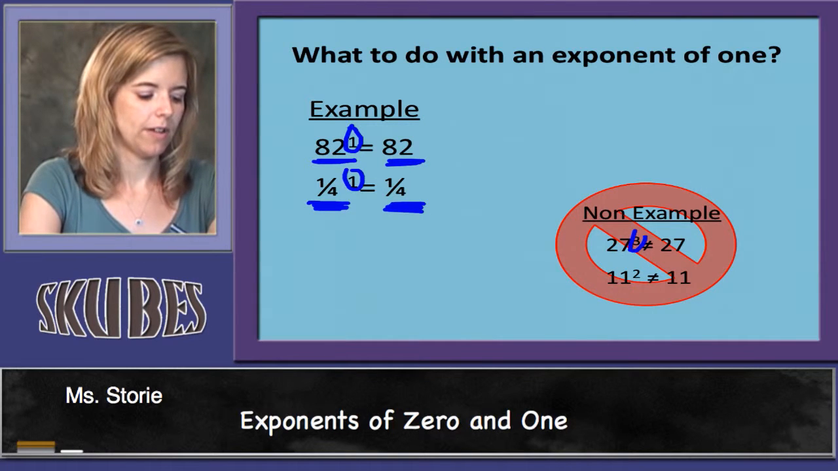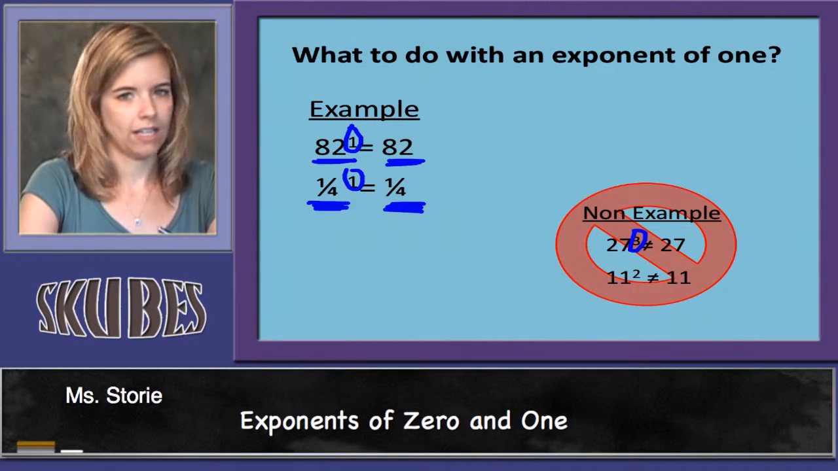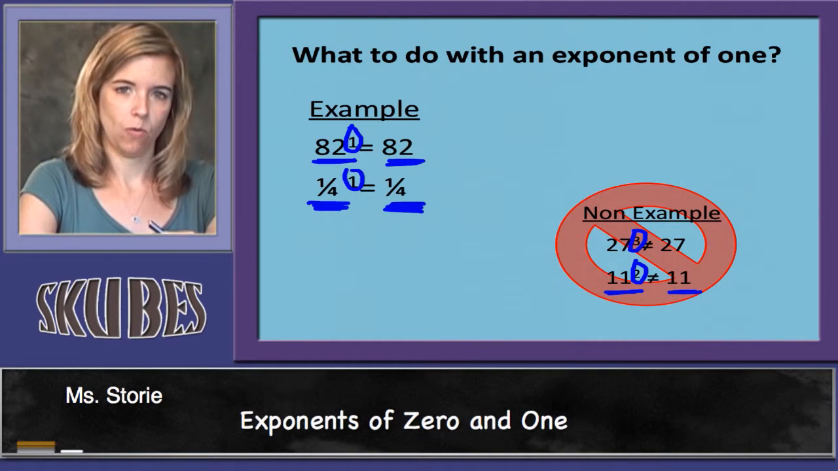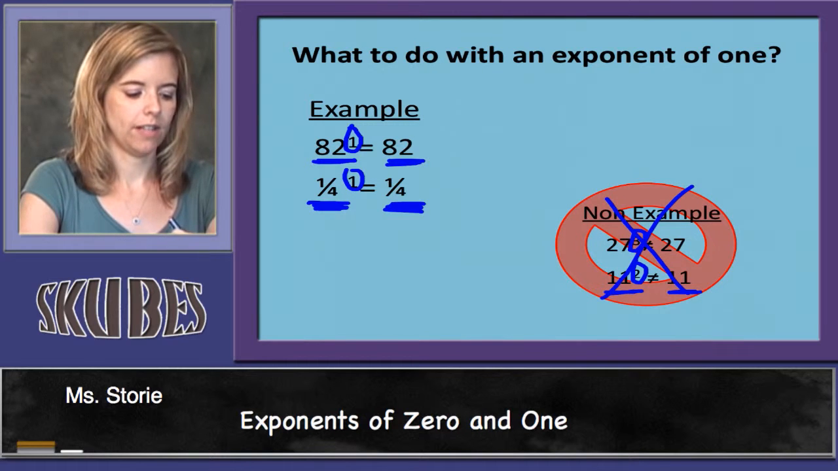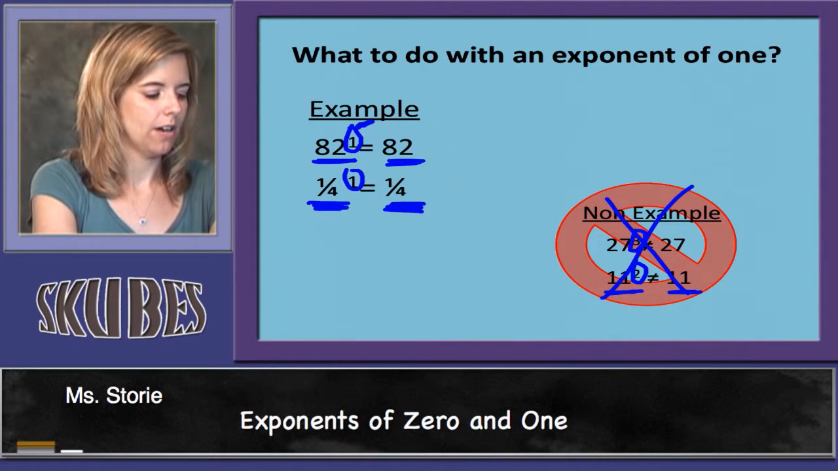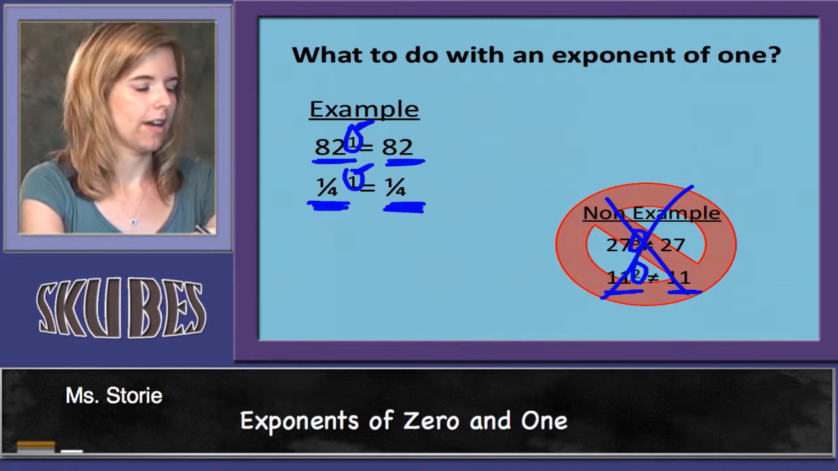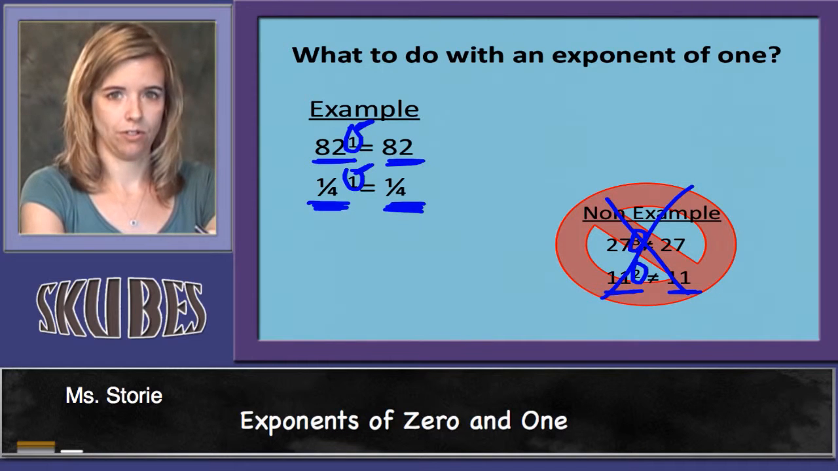Look what happens if I raise it to the power of 3, though, it's not going to equal 27. If I square it, it's not going to equal 11 over here, because those are not exponents of 1. So it doesn't work for these guys. But since these right here are exponents of 1, it's still back to the original base number.